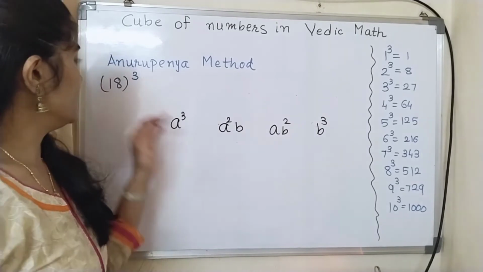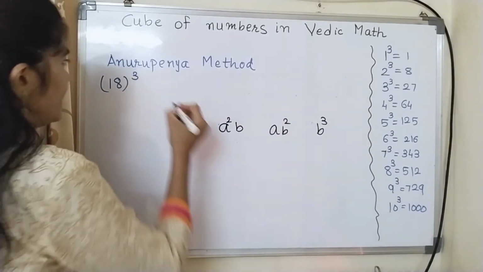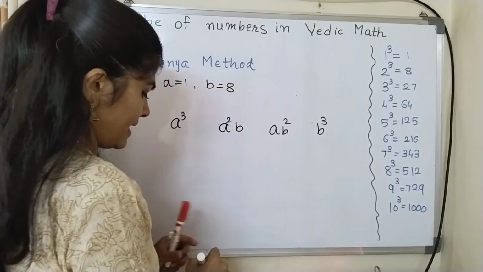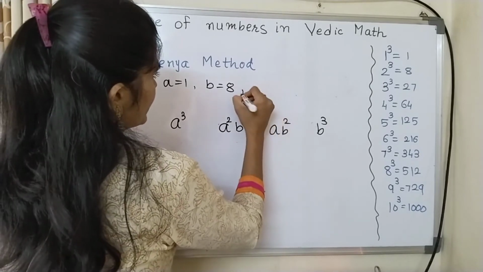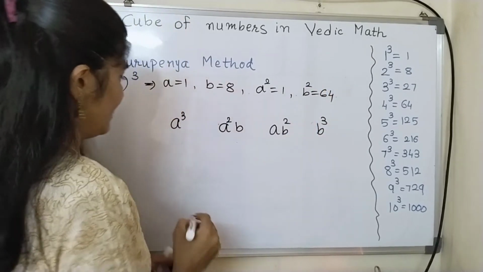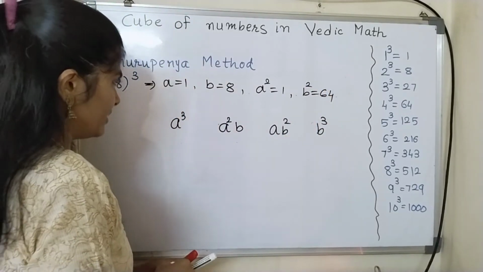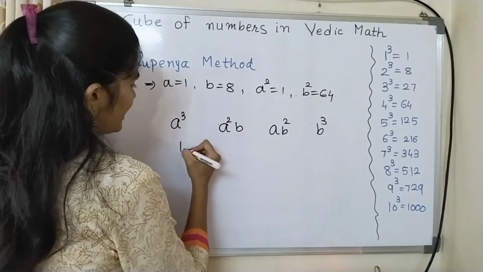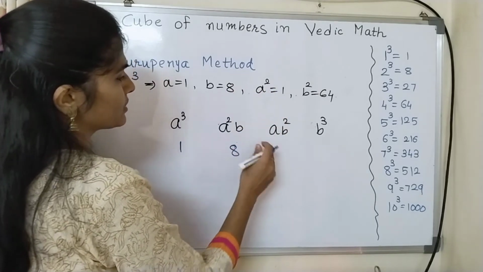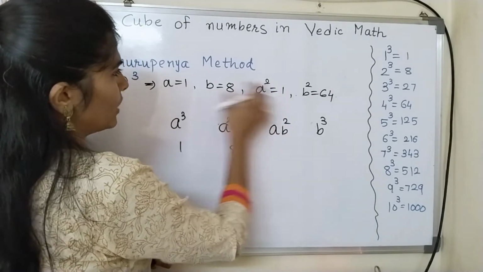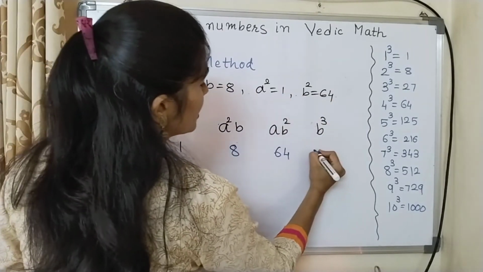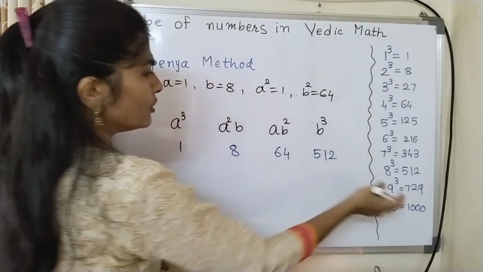Let's take first example, cube of 18. So I can say that friends, here my a is 1, b is equal to 8, and let's write the squares as well because we will need them. So a square is 1 and b square is equal to 64. Now let's substitute values over here. So a cube, it means cube of 1, which is 1. A square b, a square is 1, b is 8, 1 times 8 is 8. AB square is 1 times 64, which is 64, and b cube, which is cube of 8, which is 512. If you don't remember, you can refer to this table.